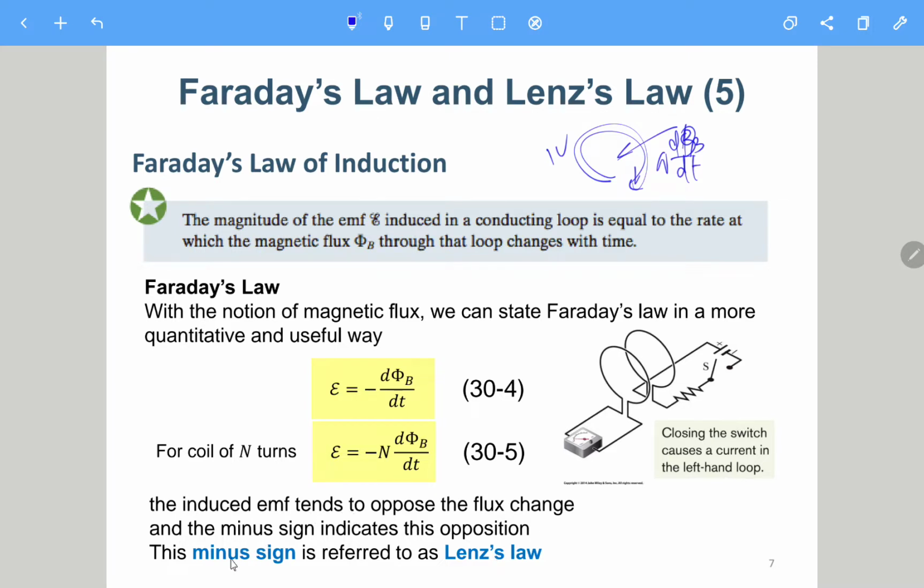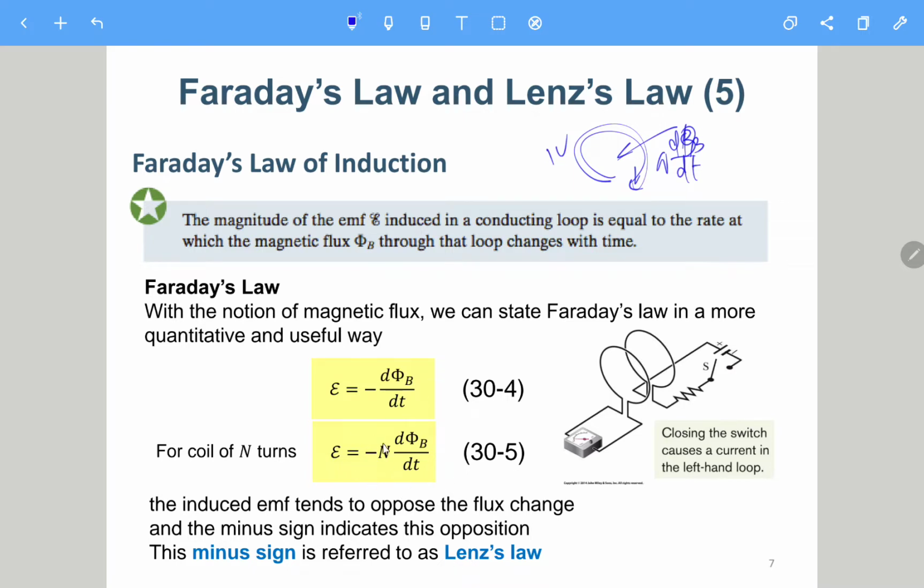What we should know is that this minus sign in these two equations refers to Lenz's law. For Faraday's law, it's the whole formula, but for Lenz's law, it only refers to the negative sign. So you can see it's not so easy to determine the direction of the EMF. Not so trivial. We'll have one or two pages to talk about how to determine the direction of the EMF.